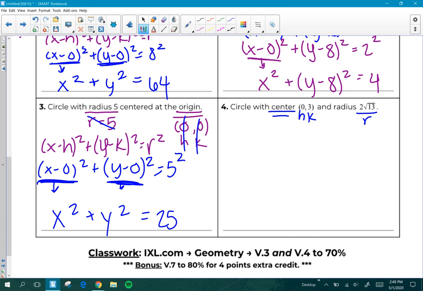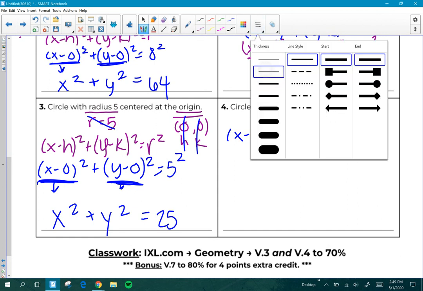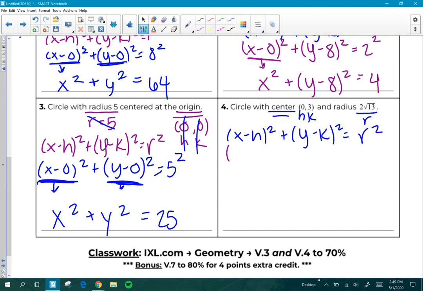So again, same steps. I just want to plug it in. I have x minus h squared plus y minus k squared equals r squared. Taking everything they give me and plugging it in exactly as I see it. So it's x minus, my h is 0, squared, plus y minus, my k is 3, squared, equals, in parentheses, 2 square root 13 squared.